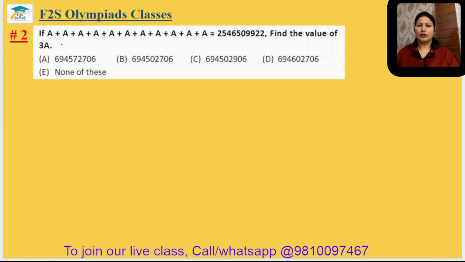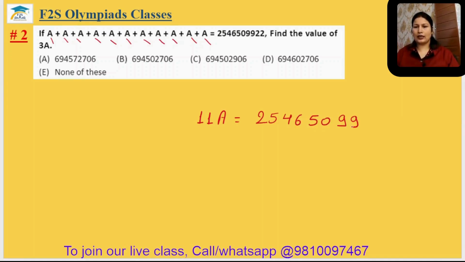Question number 2. This number of A equal to this. Find the value of 3A. So how many A's are there? 1, 2, 3, 4, 5, 6, 7, 8, 9, 10, 11. We can write 11A equal to 2, 5, 4, 6, 5, 0, 9, 9, 2, 2. So what is the value of 1A? 11A means 11 multiply A equal to this.